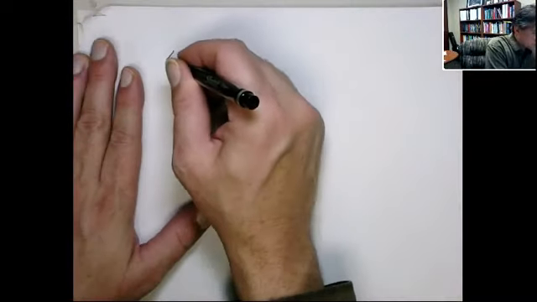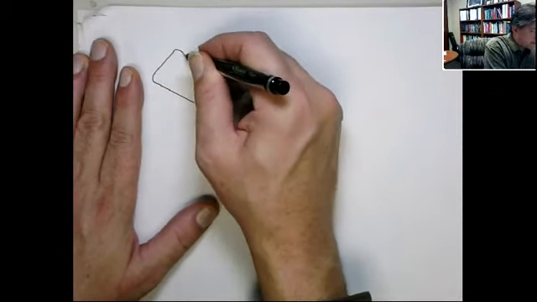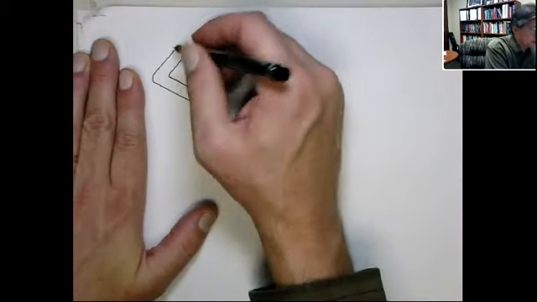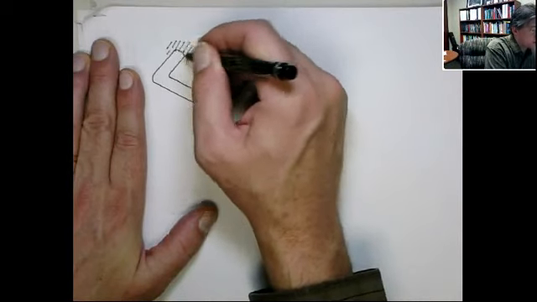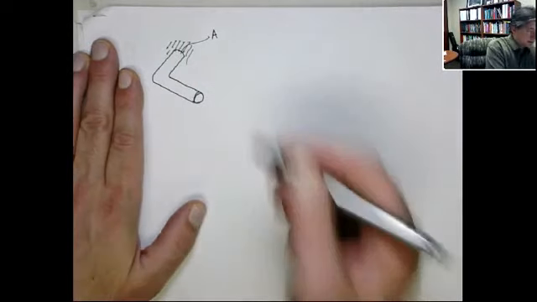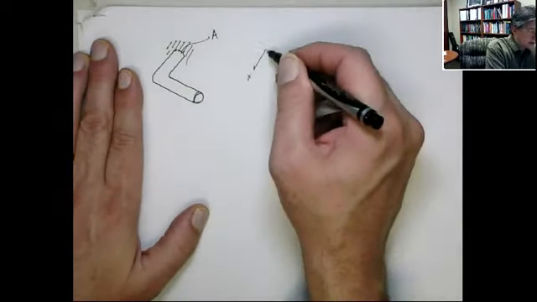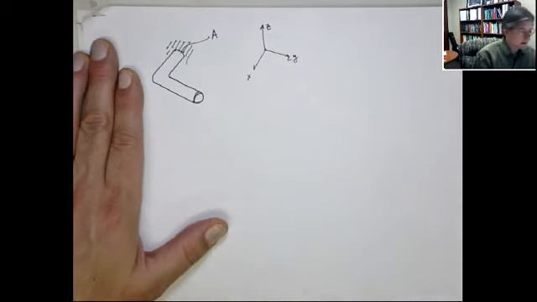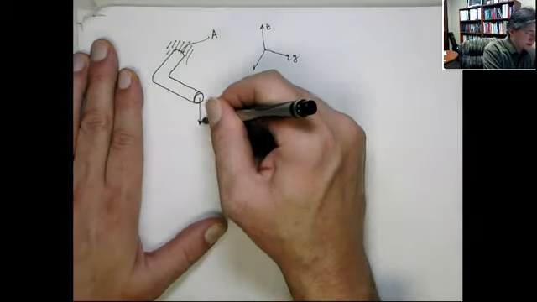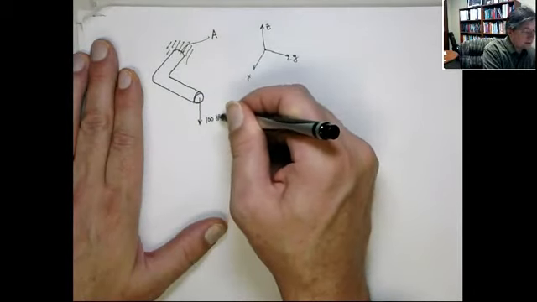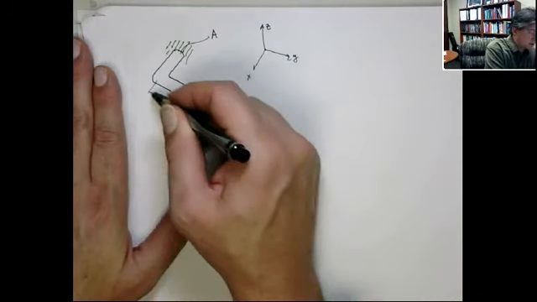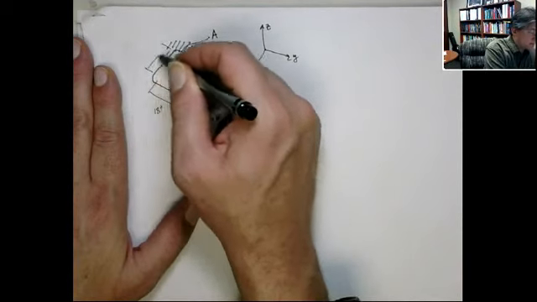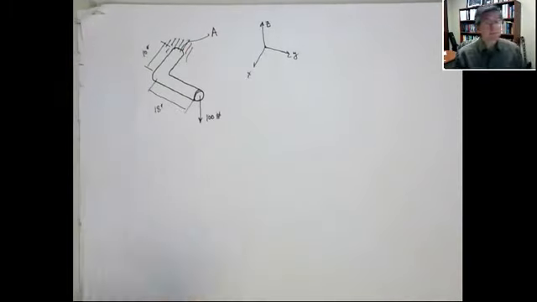Let's say we have a bent piece of tubing. It's supposed to be solid tubing. It's fixed to a wall at one end, at this point A. Let's give it a coordinate system. So let's call this the x direction. Applying down here, 100 pounds. Dimensions here, slightly 18 inches and slightly long, 16 inches. Okay.